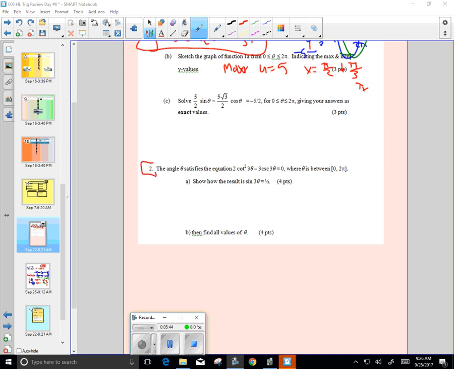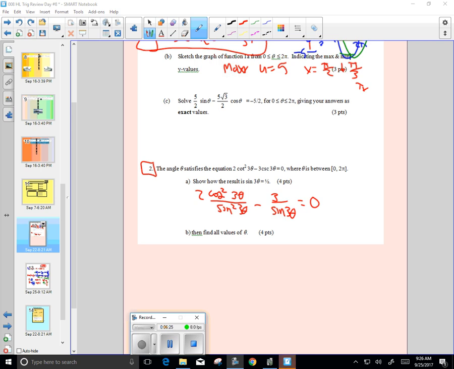For number 2, this is kind of a combination of solving and a combination of knowing what to do with this 3 theta. So first thing it says, an angle satisfies the following, where theta is between 0 and 2 pi. Show how the result is sine 3 theta equal to 1/2. So how many of you are intimidated by the cotangent and cosecant? Can we just change those? Is that okay? So change that to 2 cosine squared 3 theta over sine squared 3 theta. And this is going to be 3 over sine 3 theta equals 0.